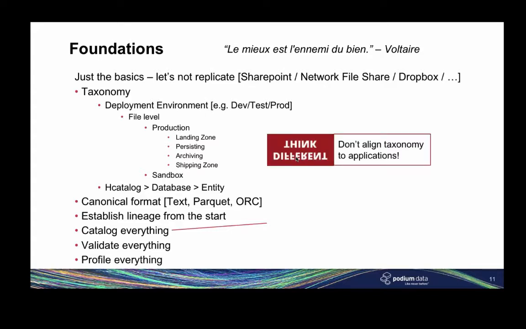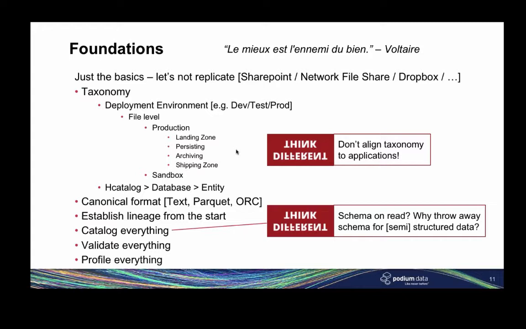So there's a couple of opportunities here around thinking different. Don't align your taxonomy to applications. We've seen this again and again, and a taxonomy that goes from the app level down is really built around not sharing, and it's built around delivering to a specific requirement as opposed to putting data into a data lake. Don't have an app-aligned taxonomy.